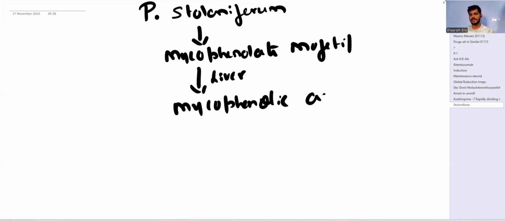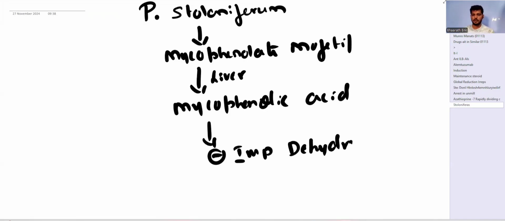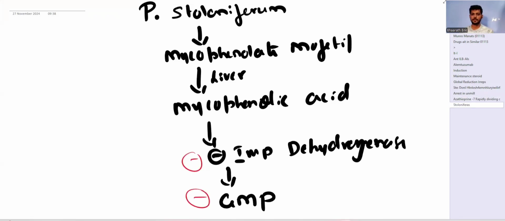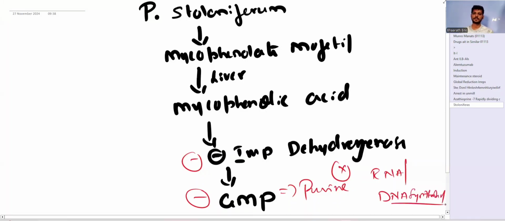What this mycophenolic acid does is it goes and inhibits inosine monophosphate dehydrogenase. Now, this inosine monophosphate dehydrogenase is required for the production of GMP. Because this is inhibited, the GMP is not produced. GMP is a very important purine. Because there is no purine, the RNA and DNA cannot be synthesized. So that is why it arrests the cell in all the rapidly dividing cells.